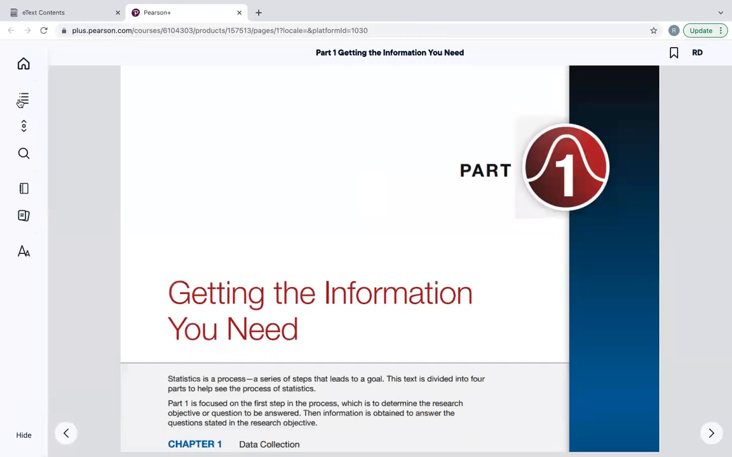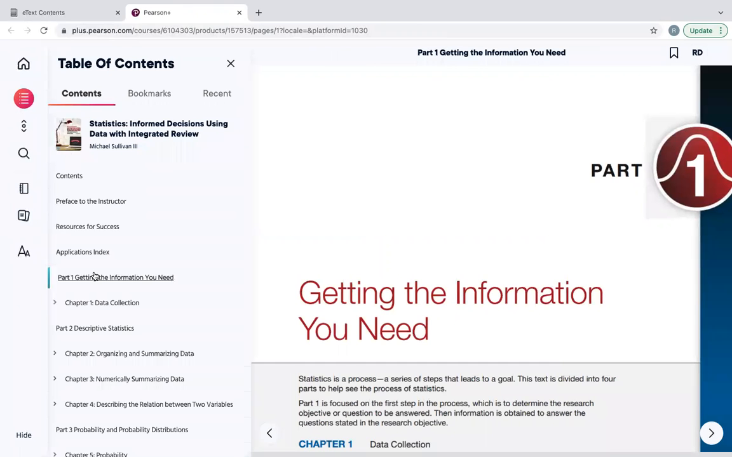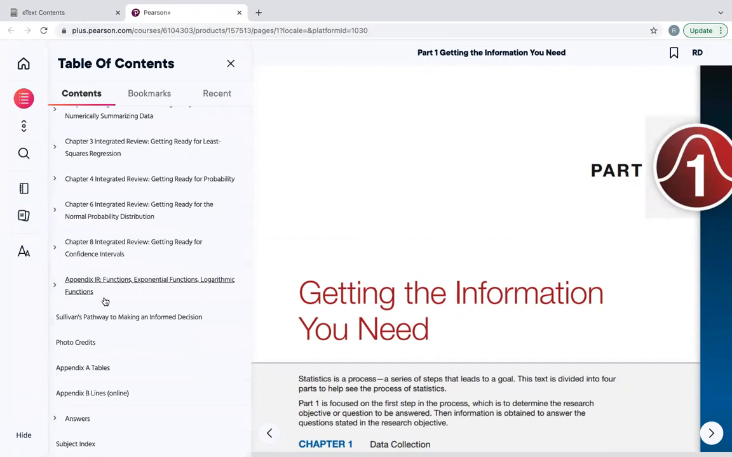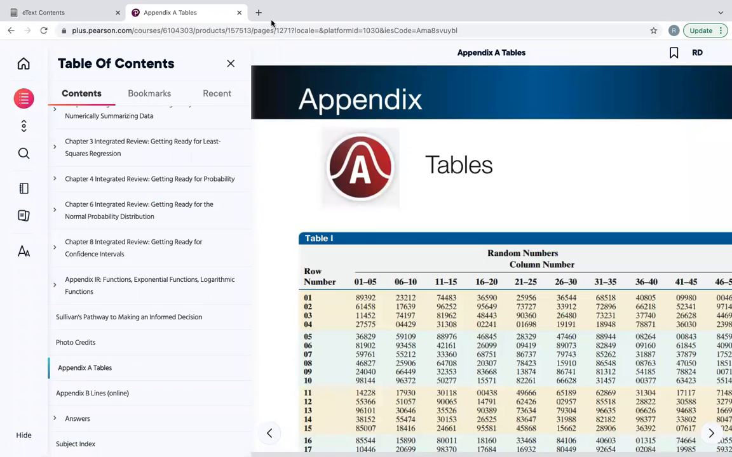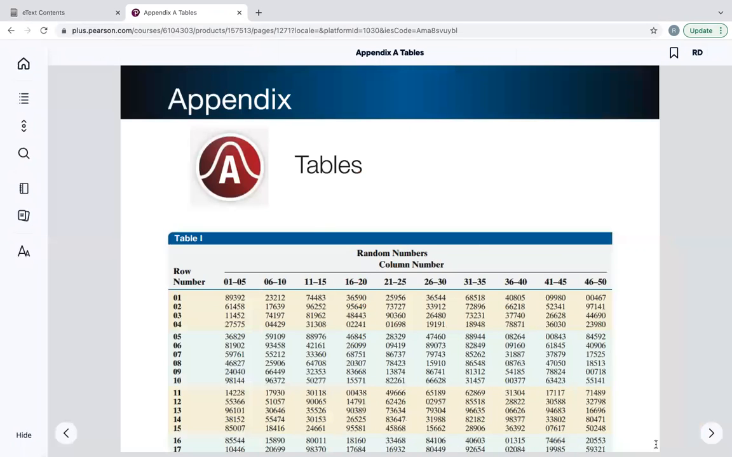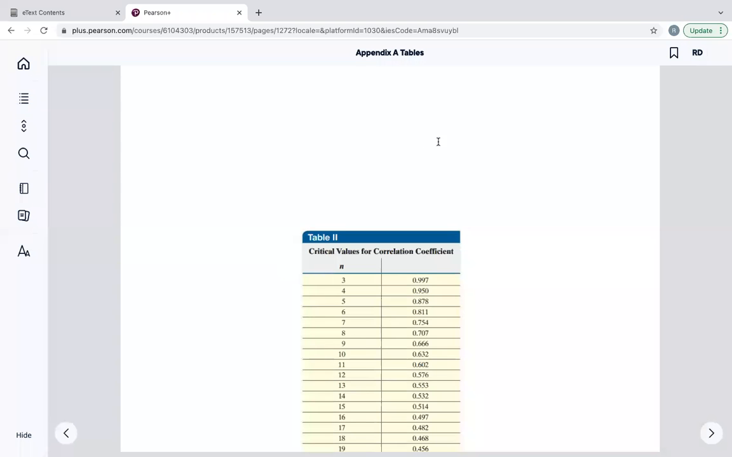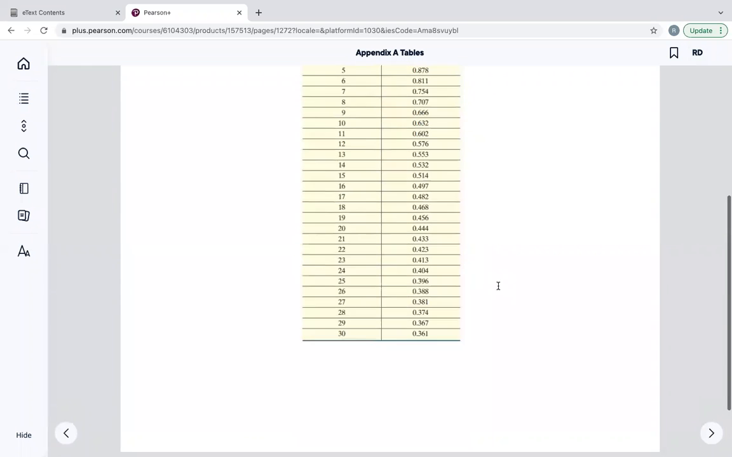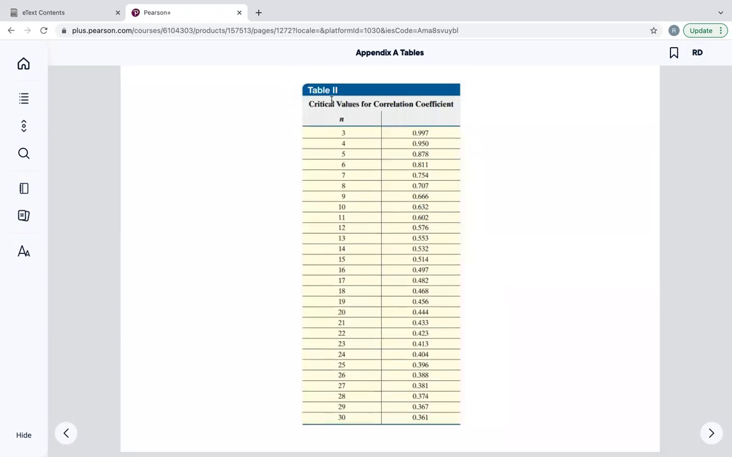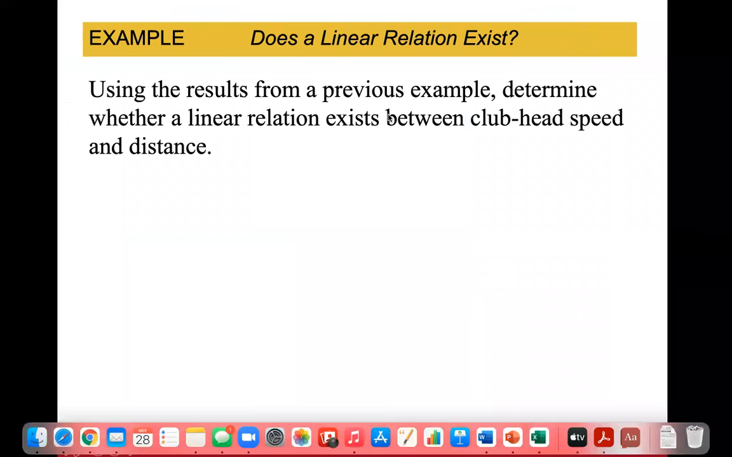All right, so from here, we're going to go over to table of contents and scroll all the way down. Appendix A, tables. Perfect, that's exactly what we need. And what we're looking for is the correlation coefficient table, which is this one here. So it's the second table. So Table 2, correlation coefficient. Critical values for correlation coefficient. And let's see what we're looking for.